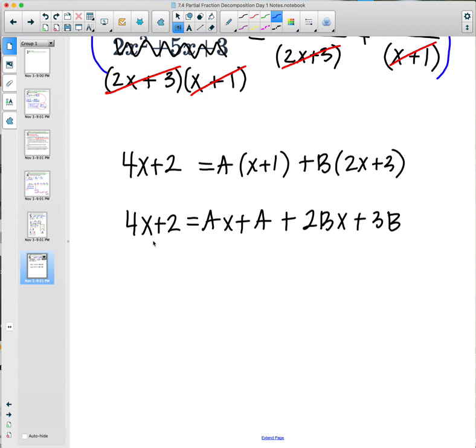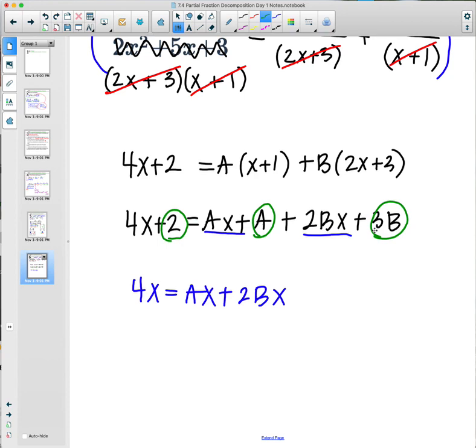Now you want to match them up, so you want to put the 4x and what that's equal to. So what terms have x's in it? So the Ax and the 2Bx would have to add up to 4x. Then you're going to do it with the constant. Okay, so which ones don't have x's with them? So 2 would have to be equal to A plus 3B.